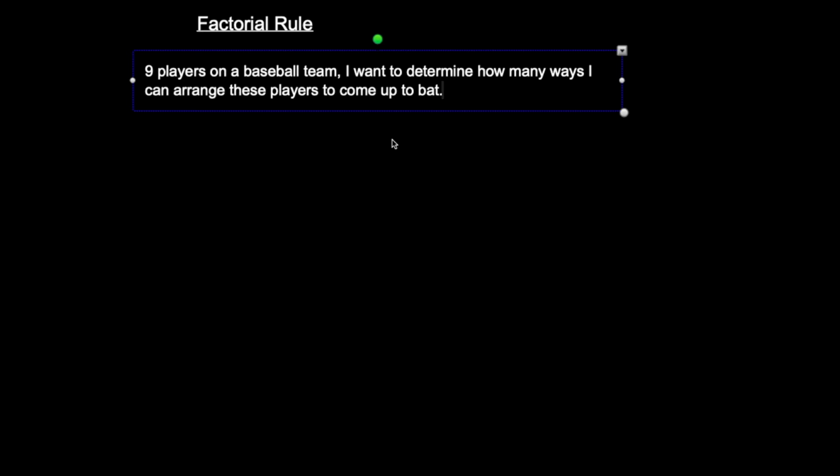All right, 9 players on a baseball team. I want to determine how many total ways I can arrange these players to come up to bat. Now, there's no probability involved with this, but I still want to determine a total amount. So, like I said, this is an extension of the fundamental counting rule. Let me show you how. So, let's do it.